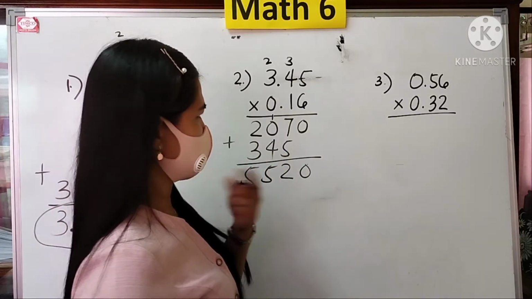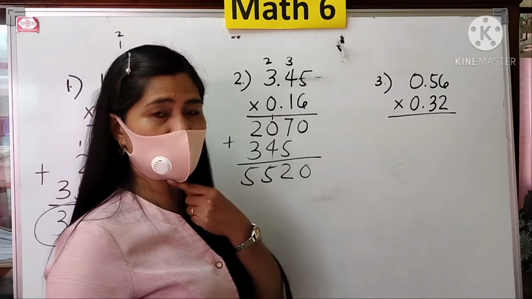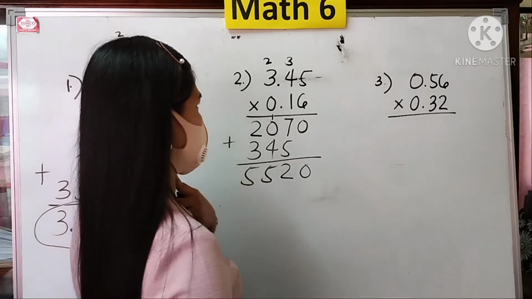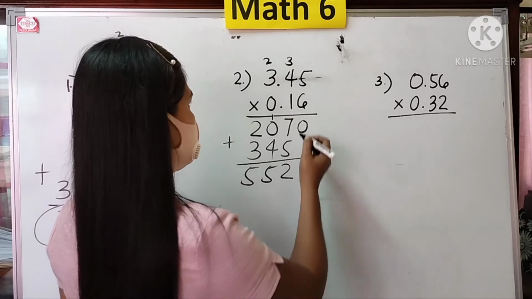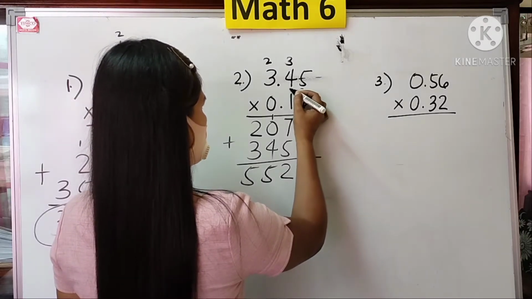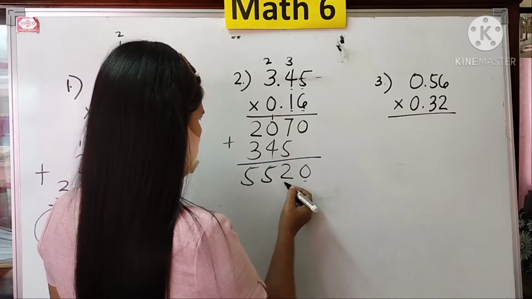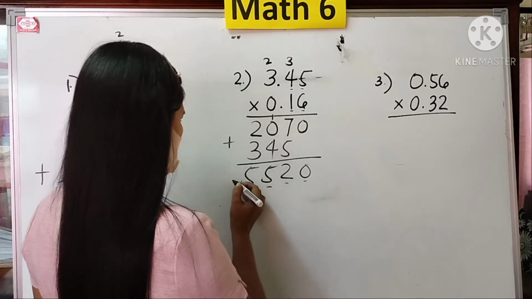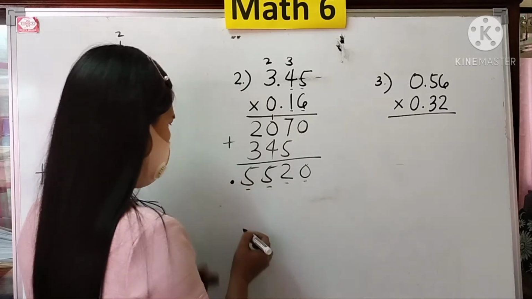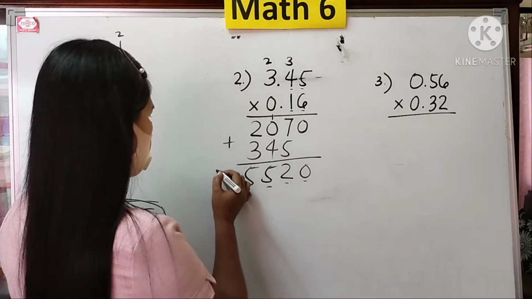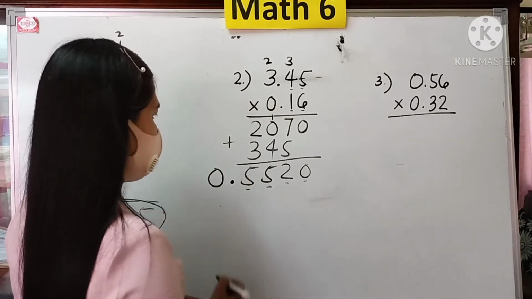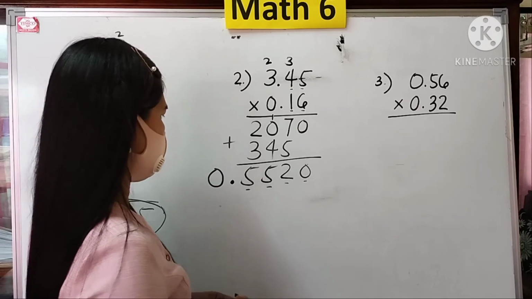After that, you may now count the total number of decimal places in the factors. So we have 1, 2, 3, and 4. So here, 1, 2, 3, 4. So your decimal point will be here. And then affix 0 just to represent the whole number.